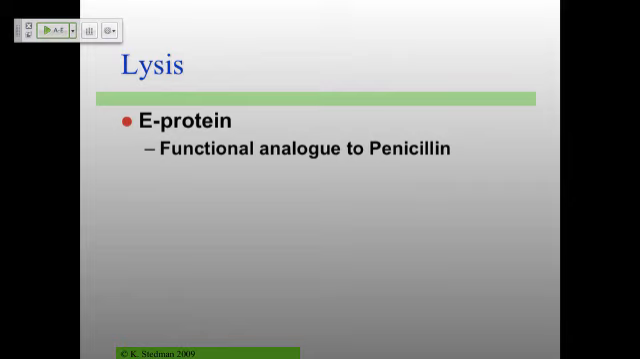Okay, so we put everything together. How do we get out? It's the E protein. The E protein functions a lot like penicillin. And what does penicillin do? No, penicillin doesn't block translation. It's one of the few antibiotics that doesn't block translation.